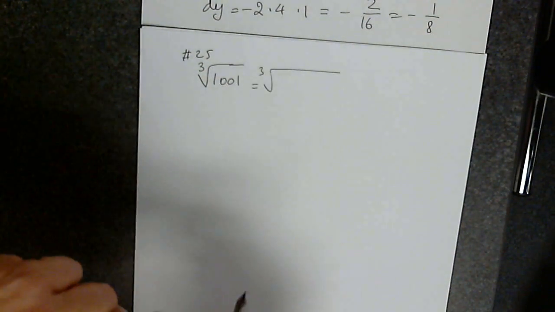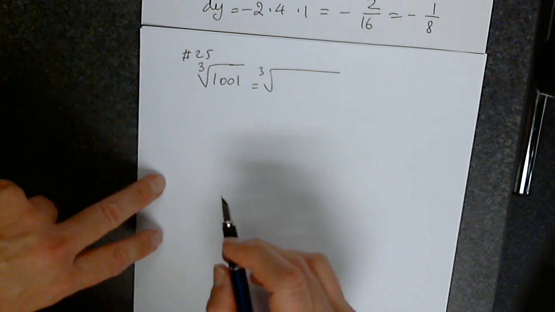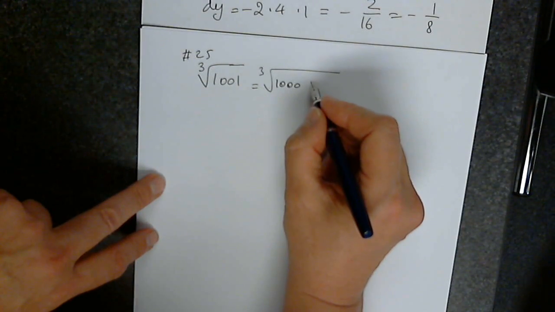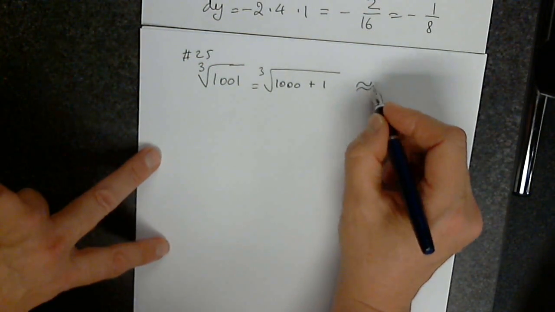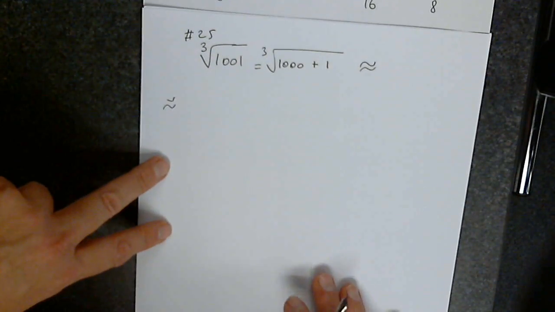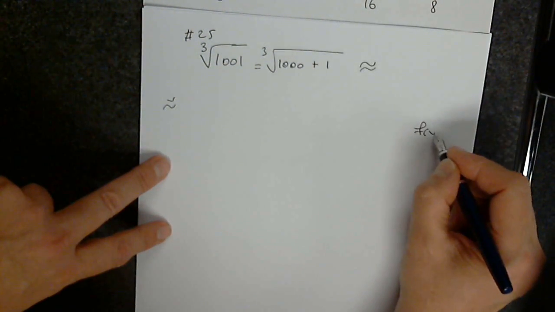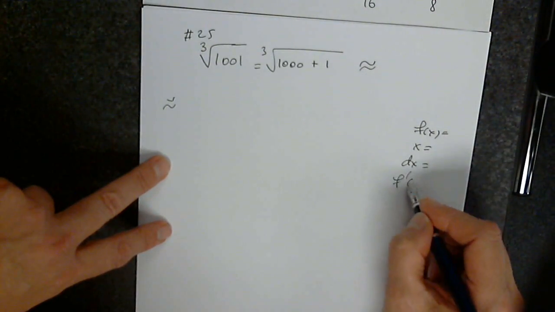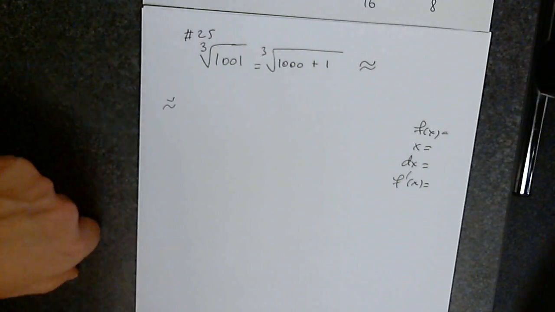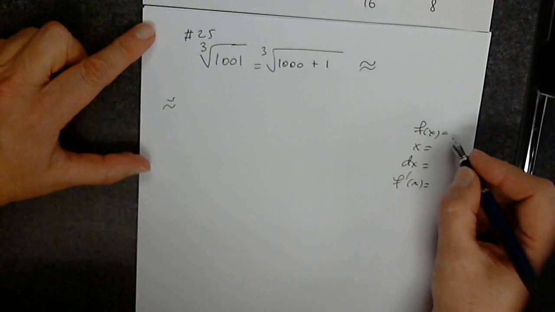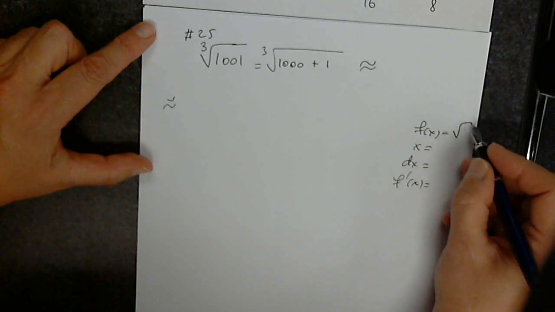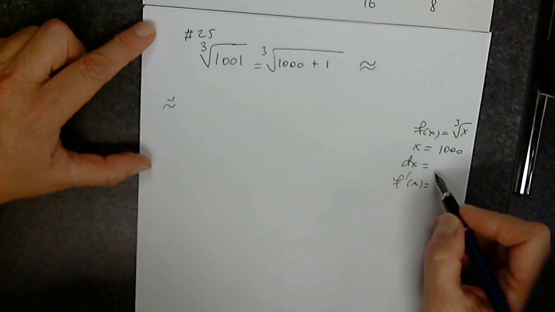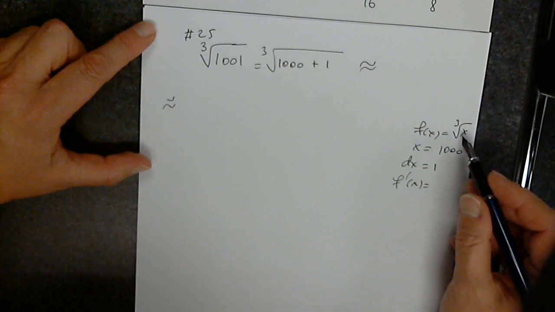Okay, so the cube root of 1001 is the same as the cube root of 1000 plus 1. So this is approximately the same as... Of course, you have to give me three things: f of x, x, and dx. And then, of course, you have to find f prime. What is the function? Cube root. Very good. What is x? 1000. What is dx? And so this is x to the 1/3.